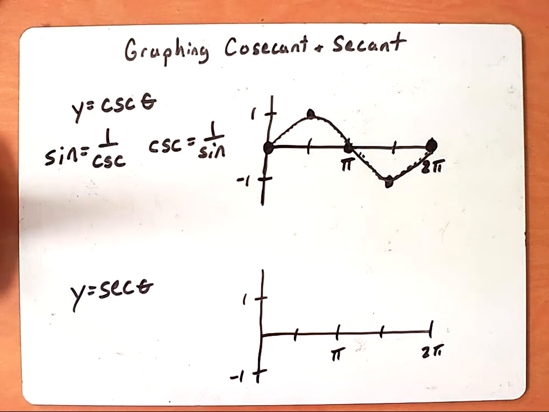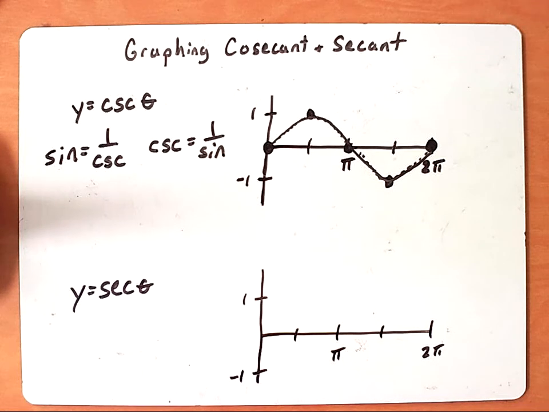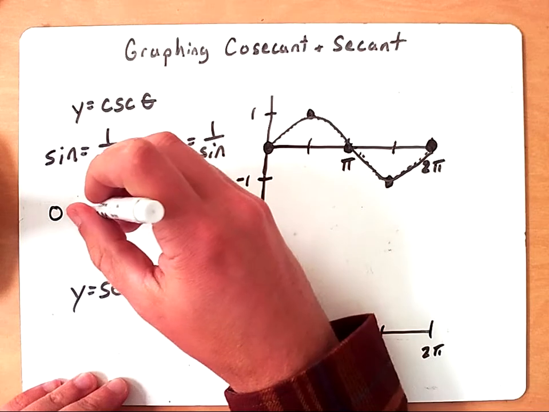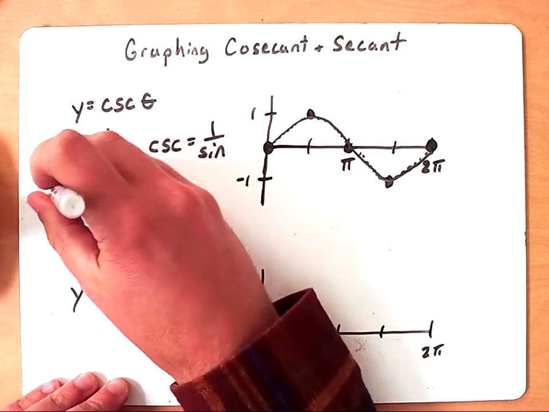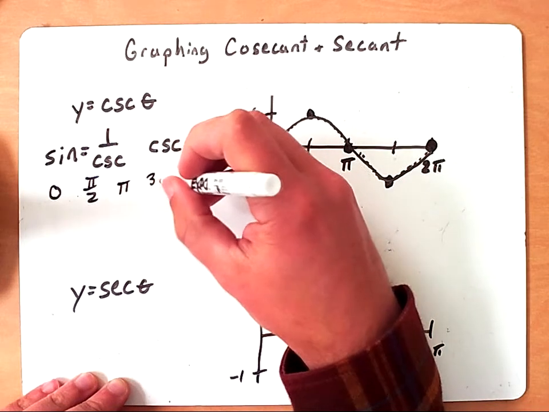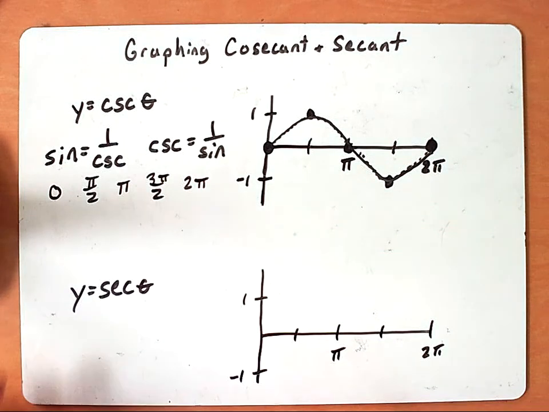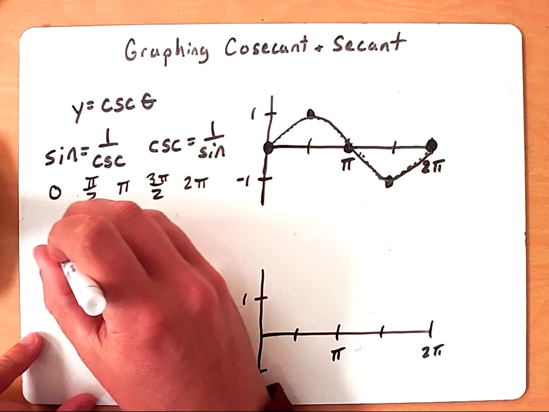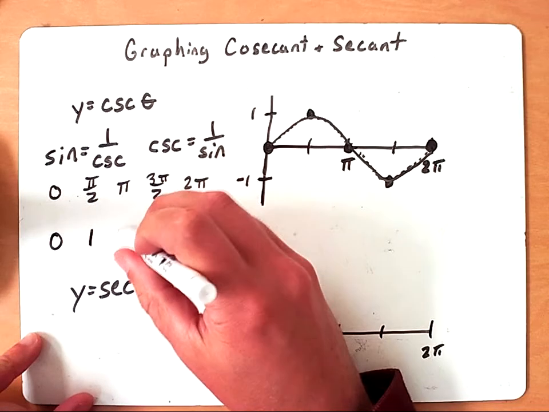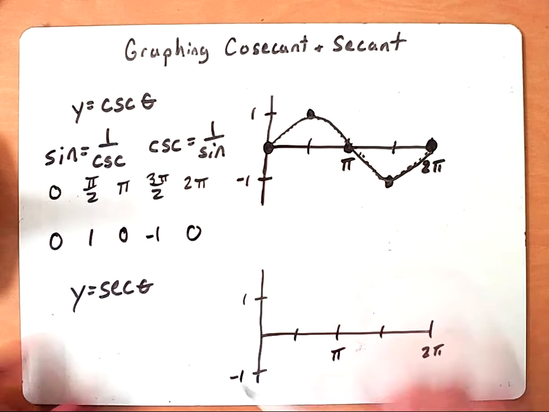Now, we can take a look at where the function is at these points and get our cosecant function from that. So we have 0, pi over 2, pi, 3 pi over 2, and 2 pi. At 0, my sine function is at 0. At pi over 2, we're at 1. At pi, we are at 0. At 3 pi over 2, we're at negative 1. And at 2 pi, we're at 0.